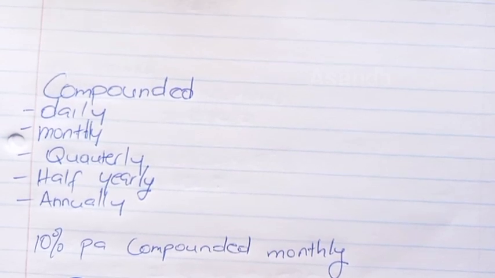Quarterly, how many quarters are in a year? There's 4: 3, 6, 9, 12. So it will be calculated 4 times. January to March, they calculate the interest. April to June, they calculate the interest. July to September, they calculate the interest. October to December, they calculate interest. That's the quarterly. Monthly is obvious. Every month, at the end of the month, they calculate interest. And then daily is just every day. I don't know if there's weekly as well, but we all know what that is.